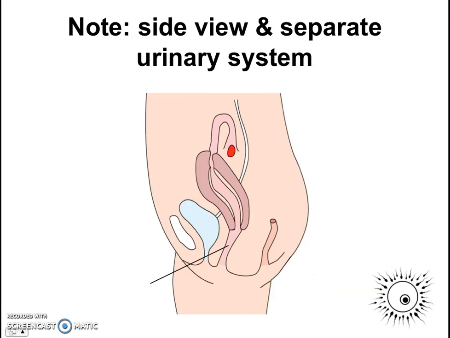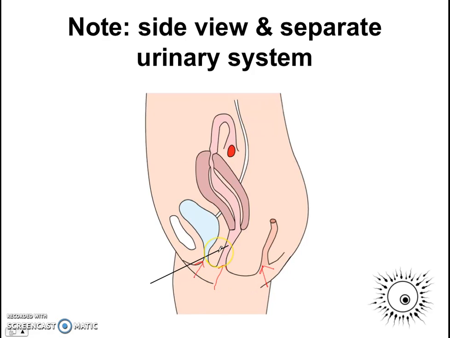Here's the side view of the female reproductive system. From here, you can see that the urinary system is completely separate from the reproductive system in females, unlike males. From the side view, usually there are three openings that you'll find. One opening here in the front, one in the middle, and then one at the back if they show it. The front opening is actually to the bladder. Here's the bladder, and here's the urethra, which allows the urine out.